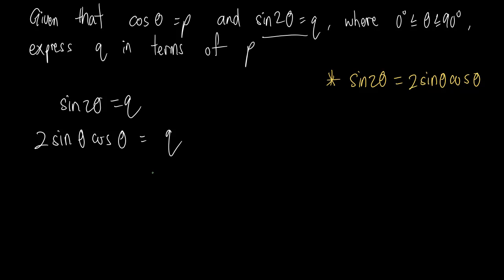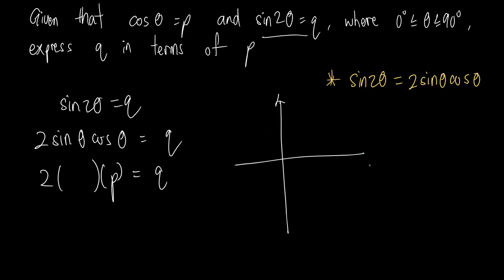Next, we know that cosine theta is equal to P, so we can directly substitute the P into the cosine theta, and what we need to fill in next is the sine theta. To find the sine theta value, we need to draw the triangle. Given that theta is acute, since the range is between 0 and 90, we know that the angle will be in the first quadrant.